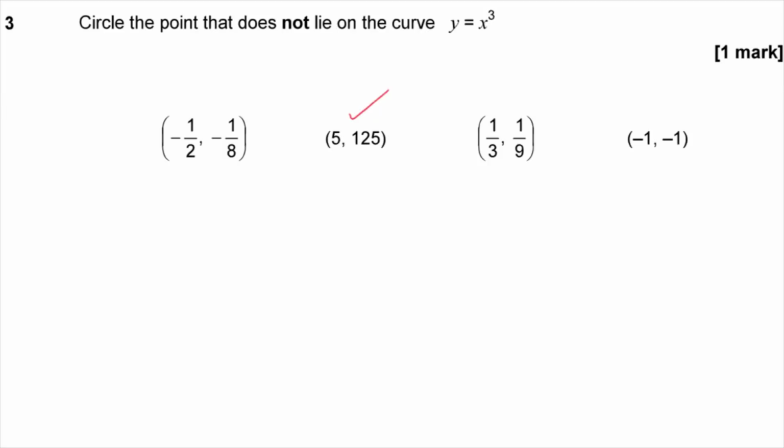And if I take minus 1 and I times it by itself 3 times, I'm going to get minus 1. So that one's good. Negative a half cubed, 2, 4, 8. That one looks all right. I think it must be this one. That's the one that doesn't lie on the line. A third cubed would be 1/27 and not 1/9.